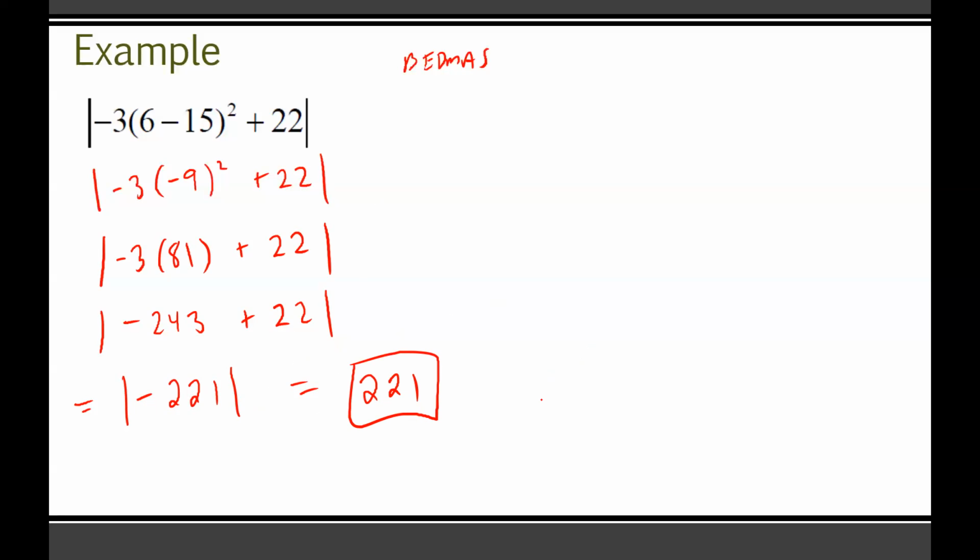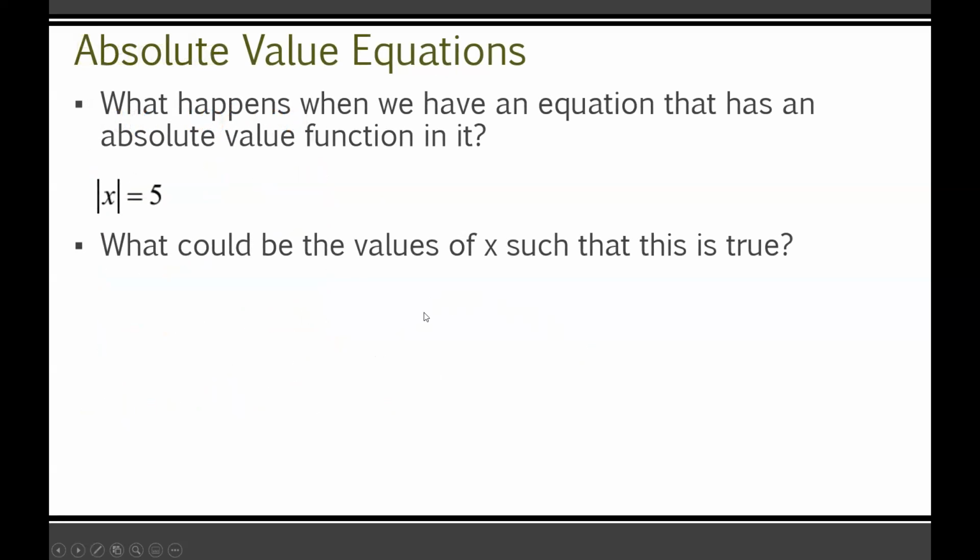Okay, moving on. All right, so now for things to get a little bit more interesting. What happens when we have an equation that has an absolute value function in it? So for something like absolute value of x equals 5, what could be the values of x such that this is true? So the absolute value of something is equal to 5, right? Remember, an absolute value just turns a number into a positive. If it was already positive, it doesn't do anything to it. But if it was negative, it turns it into a positive.